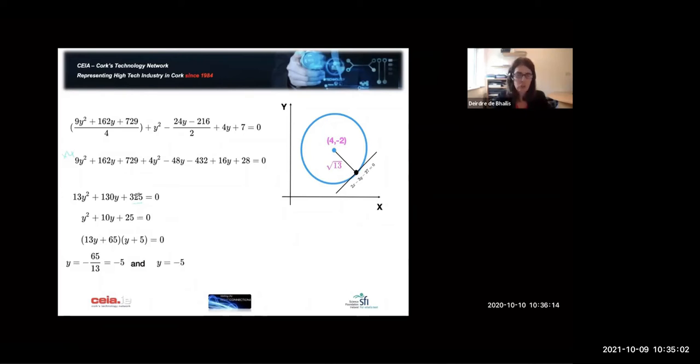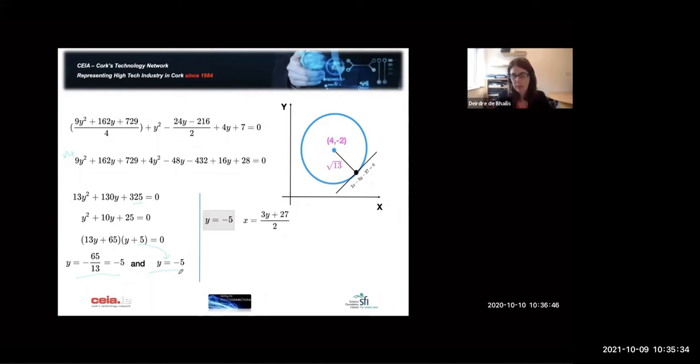So that gives us y is equal to minus 65 over 13, which is equal to minus 5. And on the second here, we just simply get y is equal to minus 5. Now you can see these are the same. So we have only found one solution for y, which is great because there should only be one solution. If it is a tangent, there is only one point of contact. So we shouldn't be getting 2 different solutions for y there.